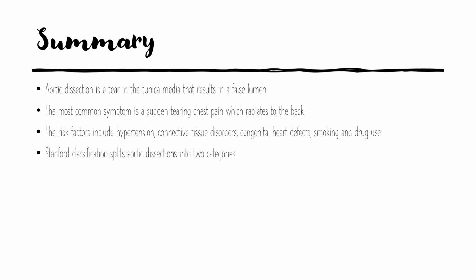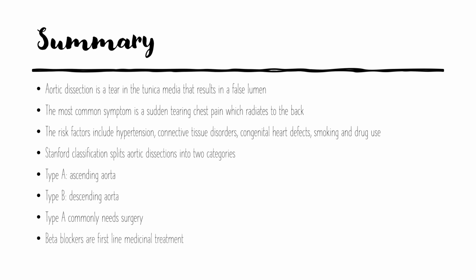Stanford classification splits aortic dissections into two categories. Type A involves the ascending aorta, type B involves the descending aorta. Type A is very serious and commonly needs surgery, but if only medical treatment is required, beta blockers like labetalol are first line.